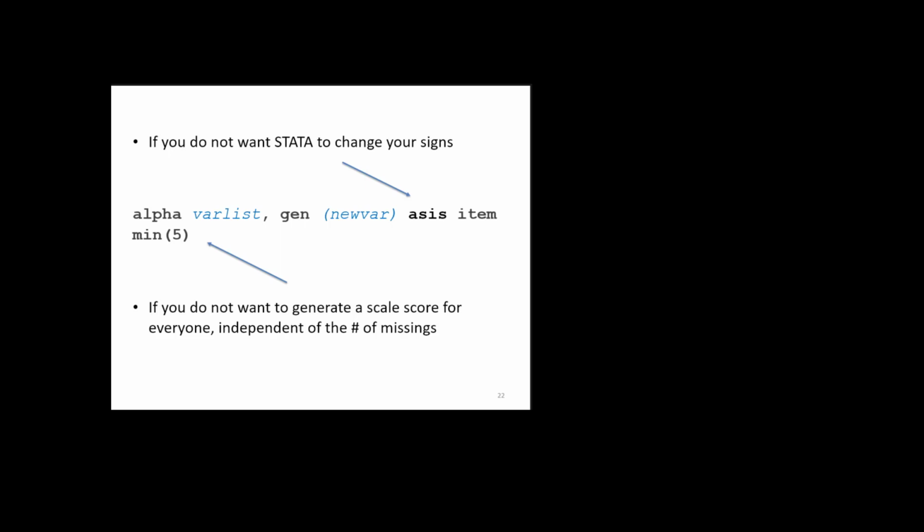And as I told you before, the alpha command will generate a scale score for everyone, independent of the number of items that you fill in. But you can also say that you only want to have a scale score for everyone that filled in, for example, a minimum of 5 items. So this is the command for that.